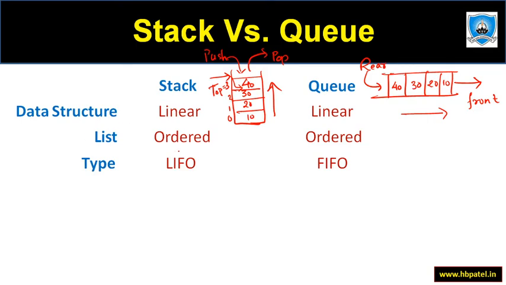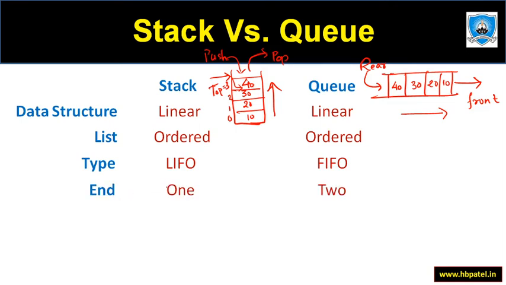Now stack is last in first out, meaning the 40 was inserted last but it will go out first, whereas in this case 10 was inserted first, so 10 will go out first. So queue is first in first out, whereas stack is last in first out.